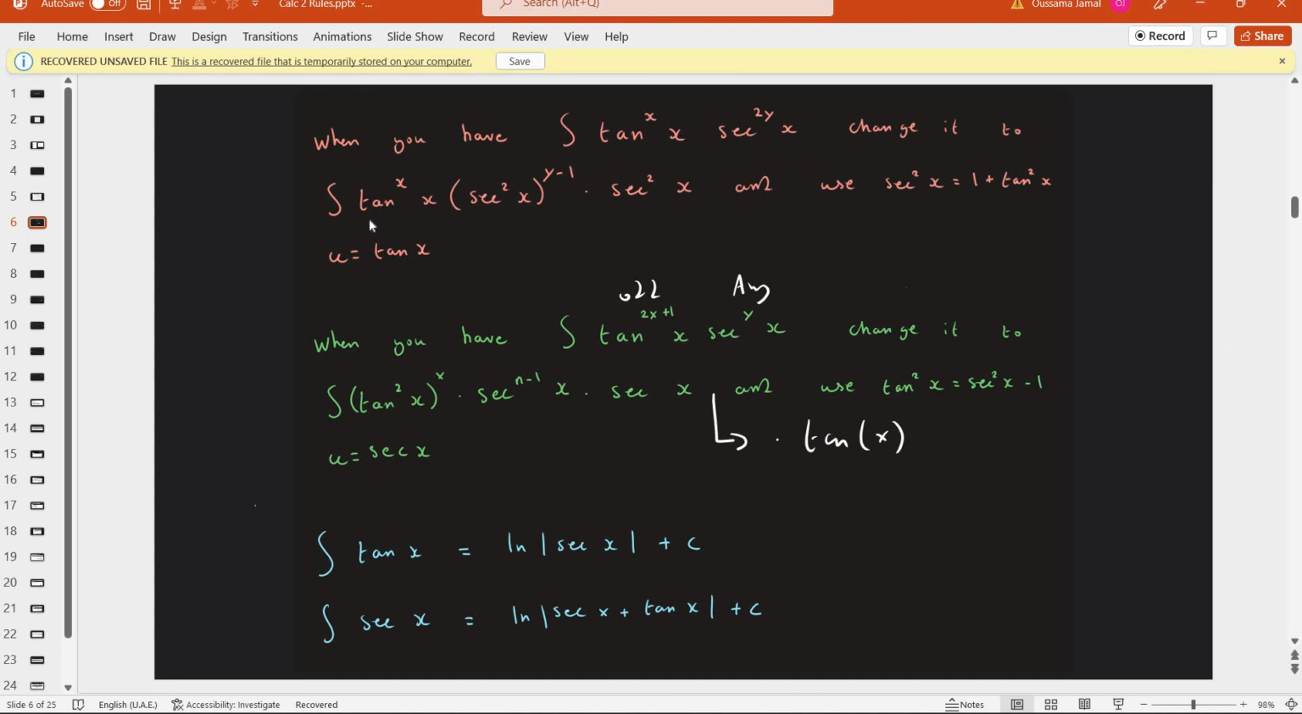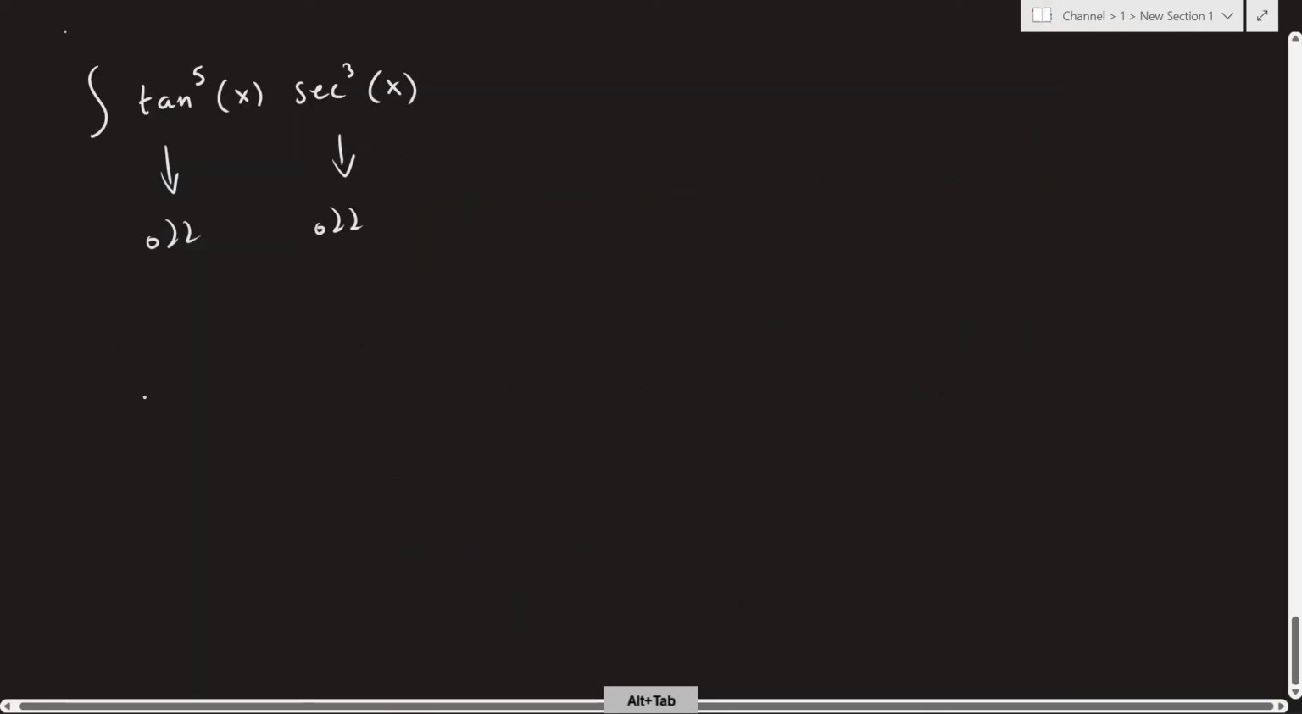And this one should be it because it has an odd n, and n can be odd or even. Okay, so let's apply the one in the green. First of all, we have to change tan^(n) x to tan squared. So it's going to be tan squared, power the rest. So 5 minus 2 is 3.